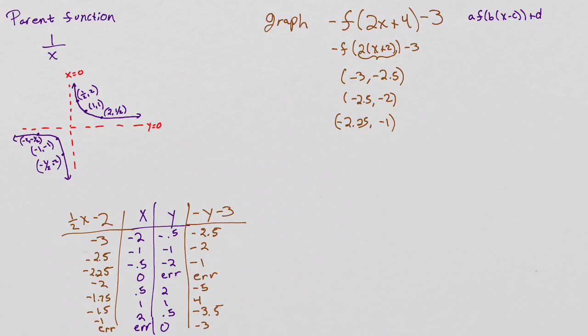We are going to have an asymptote at negative 2. So when x equals negative 2, we're going to have an asymptote when y equals negative 3, because that's where my errors are. I'm going to have another point at negative 1.75 and negative 5, negative 1.5 and 4, negative 1 and negative 3.5.